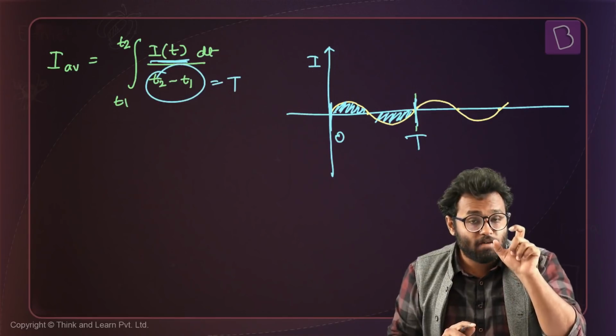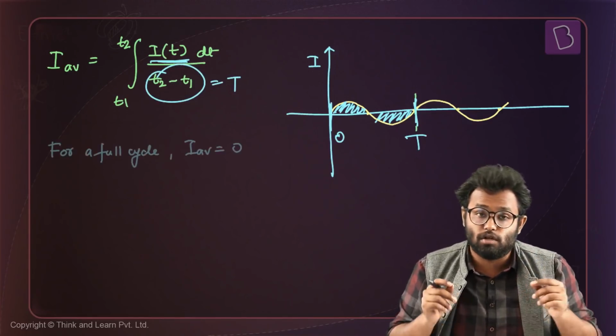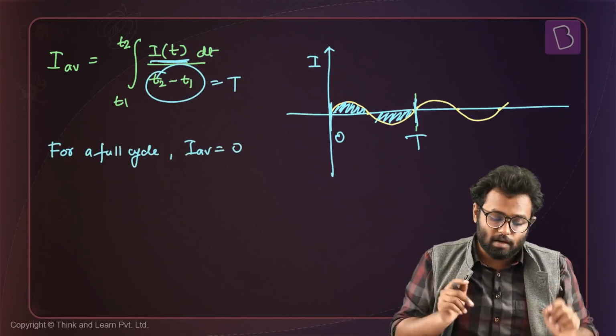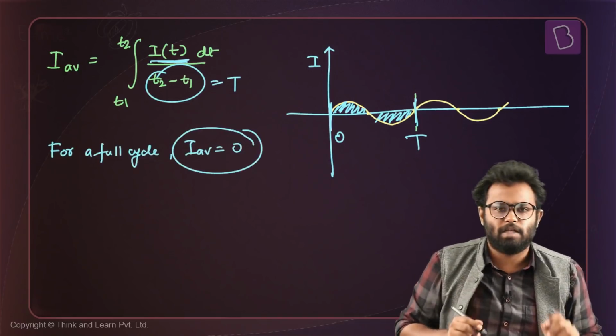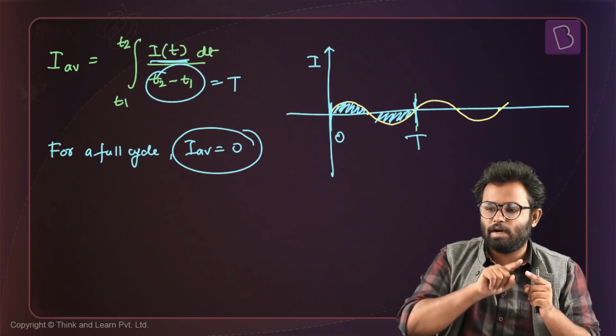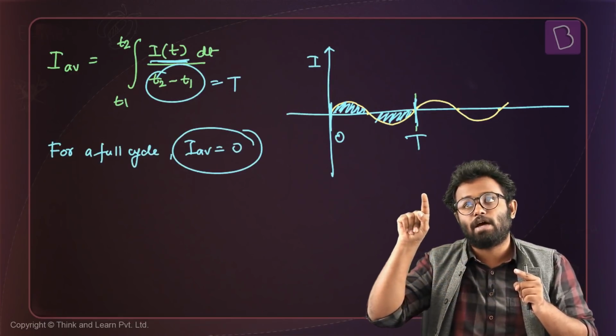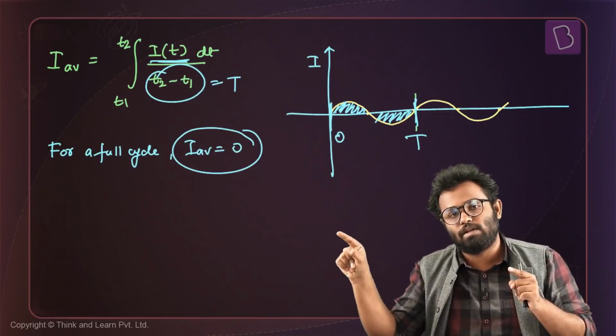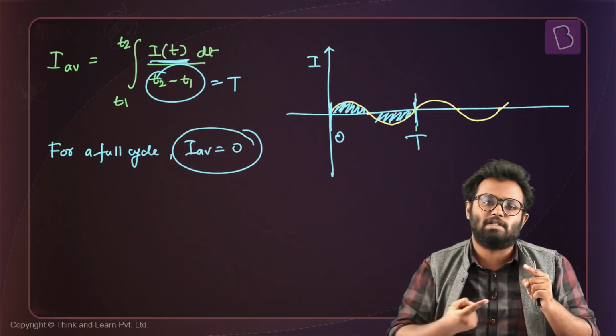Now if you want to find the average current which your battery delivers in a full cycle, that comes out to be a good 0. And that makes sense, right? Because when it begins moving in one direction, it achieves the maximum in one direction and goes down to zero in the same direction, and it starts moving in the opposite direction. The same thing happens.